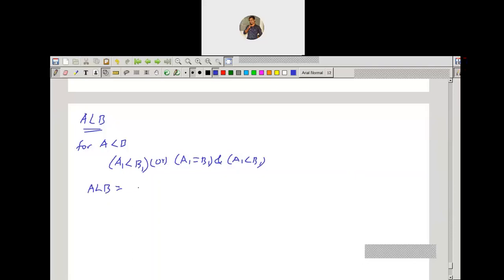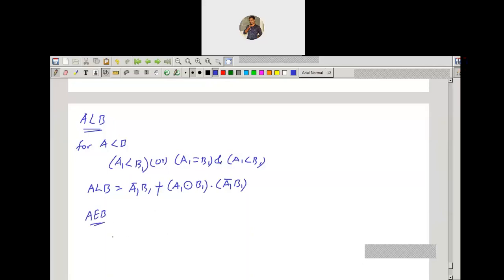So I'm writing the A less than B expression as A1 bar B1, or plus, the OR logic, A1 is equal to B1. Equal means we are going to use the XNOR gate, A1 XNOR B1, and there is an AND gate, A0 less than B0, A0 bar B0. Now coming to the A equal to B.